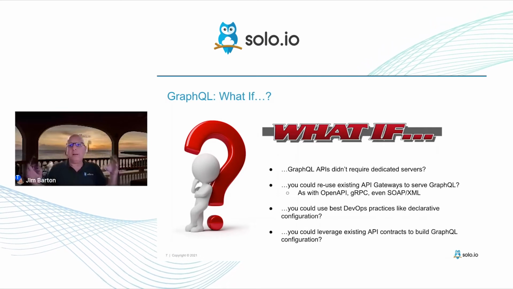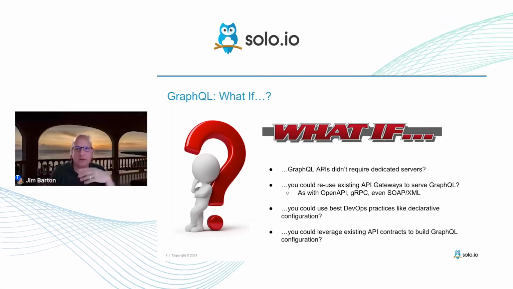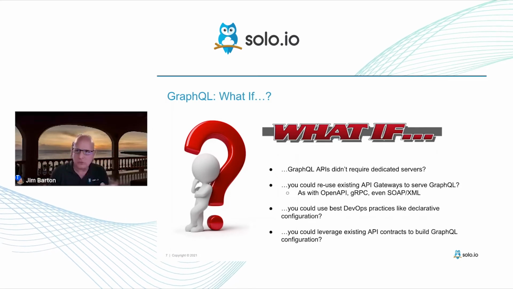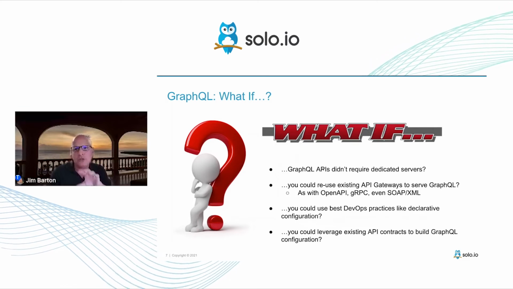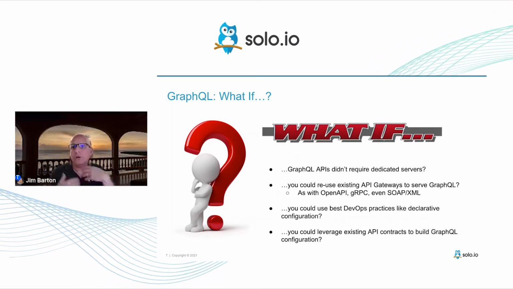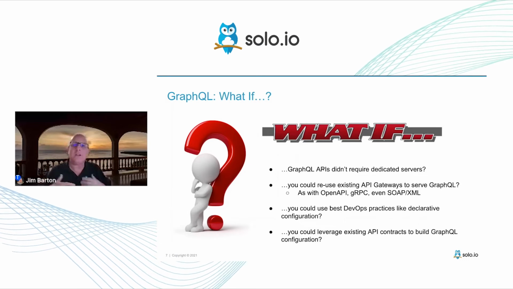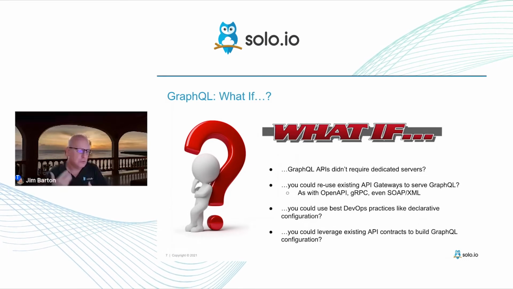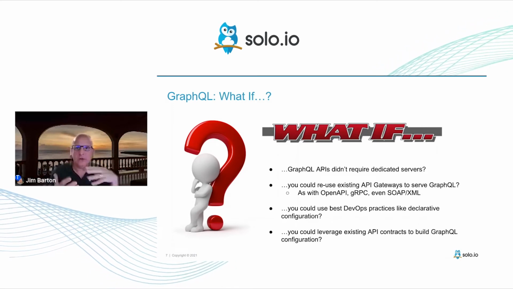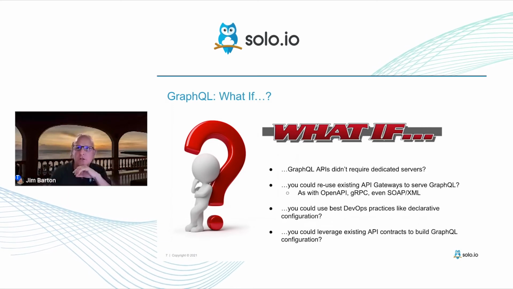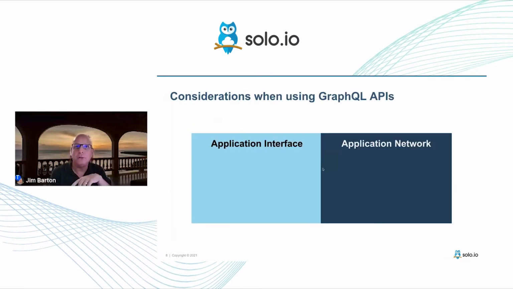And finally, what if you could actually leverage existing API contracts like OpenAPI Swagger specs, like gRPC protos, that sort of thing? What if you could leverage those contracts to build out your GraphQL configuration? Well, those are exactly the kinds of questions and issues that we're going to discuss today as we look at the Glue GraphQL service and actually give you some hands-on experience in building with that.